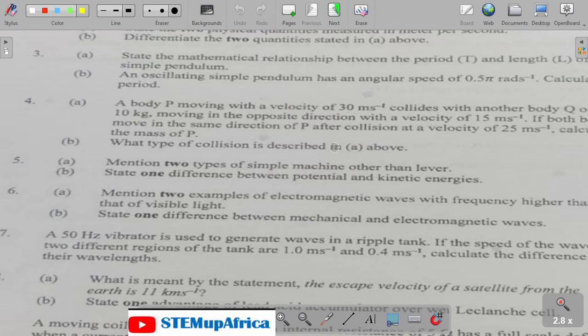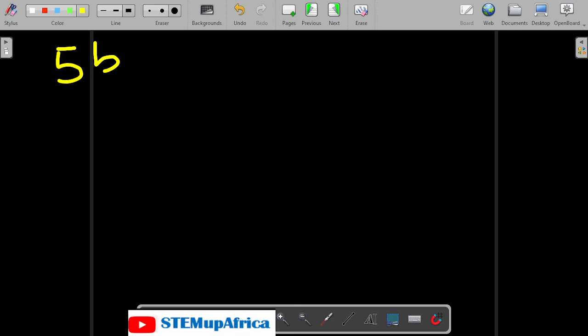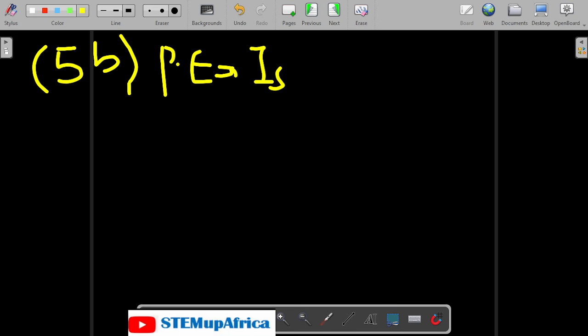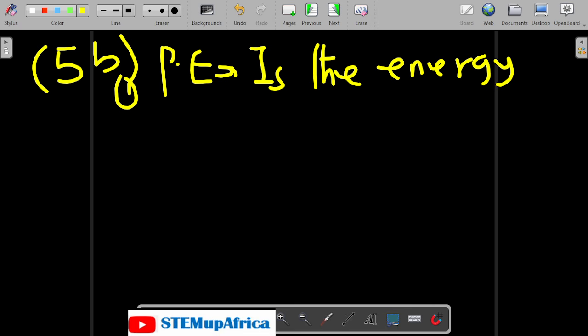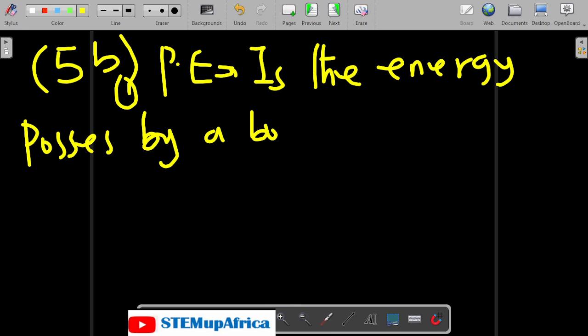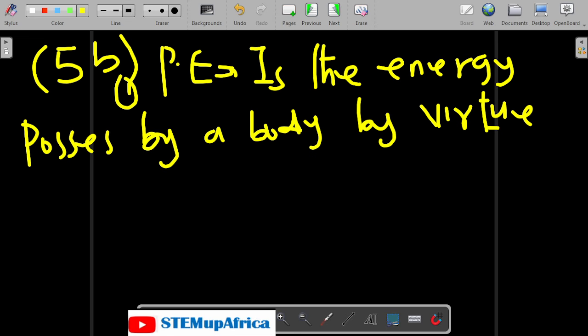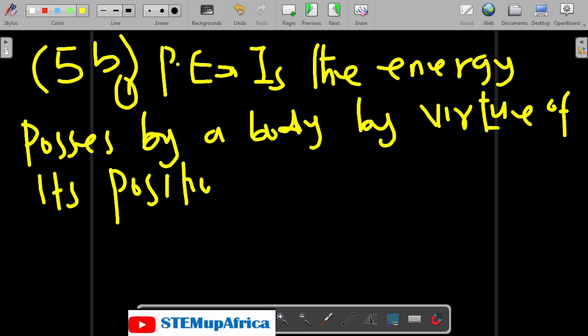Then let's go to question 6. No, question 5 is not all. It says differentiate between potential and kinetic energies. So question 5b: let me state two differences. PE, which is potential energy, is the energy possessed by a body by virtue of its position. This is one difference.